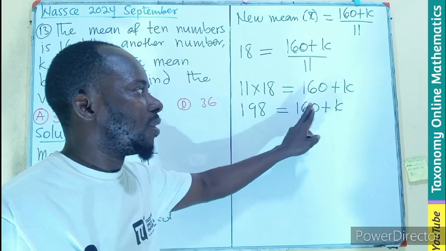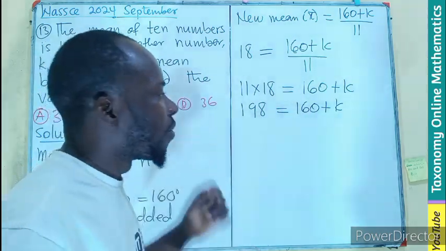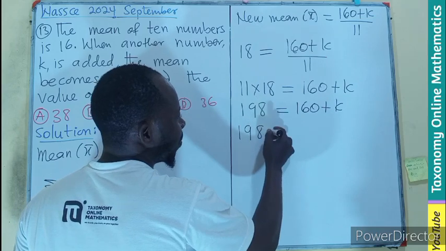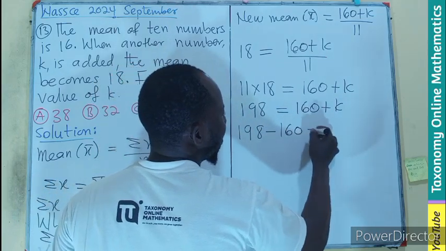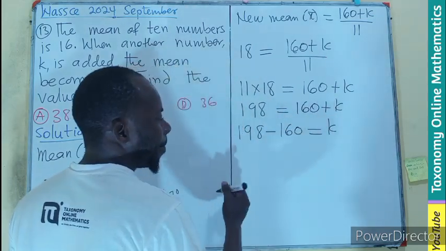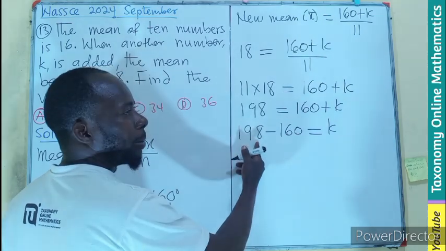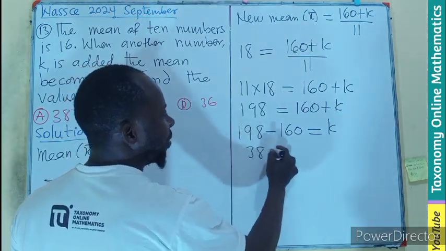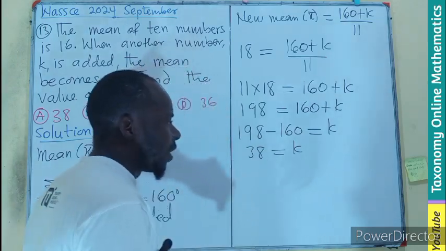We are looking for this k. So we subtract 160 from both sides of the equal sign. That makes 198 minus 160 equals k. This is 60 from here, that will be 38. So we have 38 equals k.